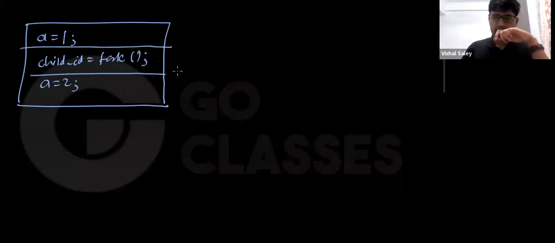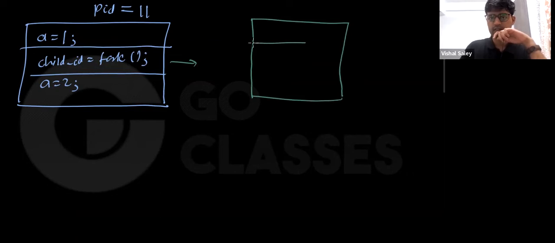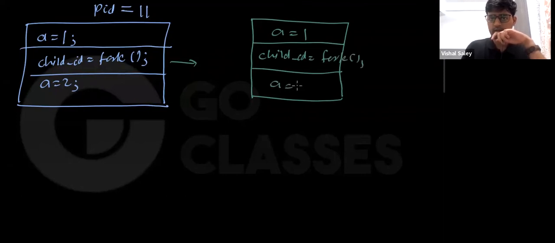Now, whenever this system call is issued, again, I will not draw the entire PCB. I'll just write PID equal to 11. Whenever this system call is issued, the operating system will create the exact replica of this. Again, A is equal to 1, child ID is equal to 4. We'll get into child ID again. And then A is equal to 2.